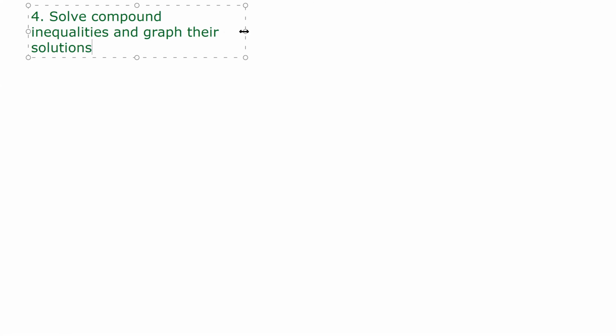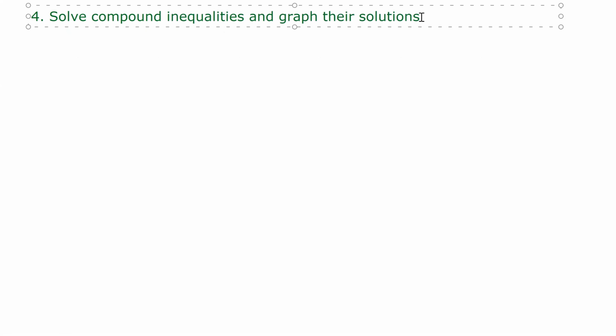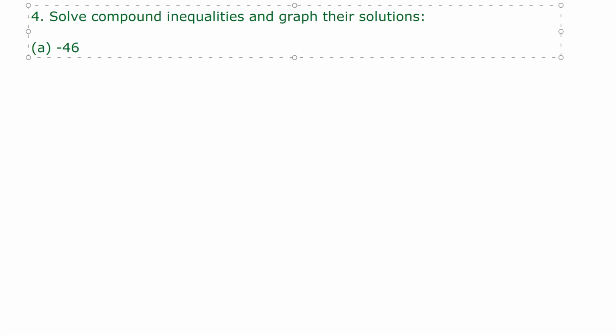Okay, and I'll stretch it so that it will be like this. So A: negative 46 is less than negative 4 plus 7 times the quantity x minus 3, and then less than negative 11.